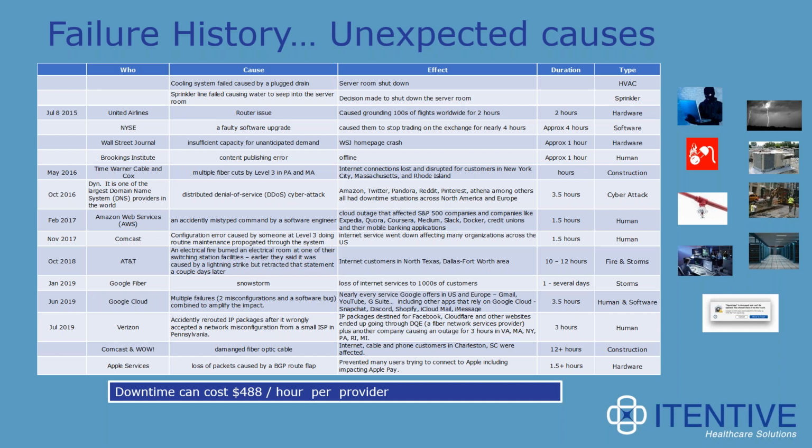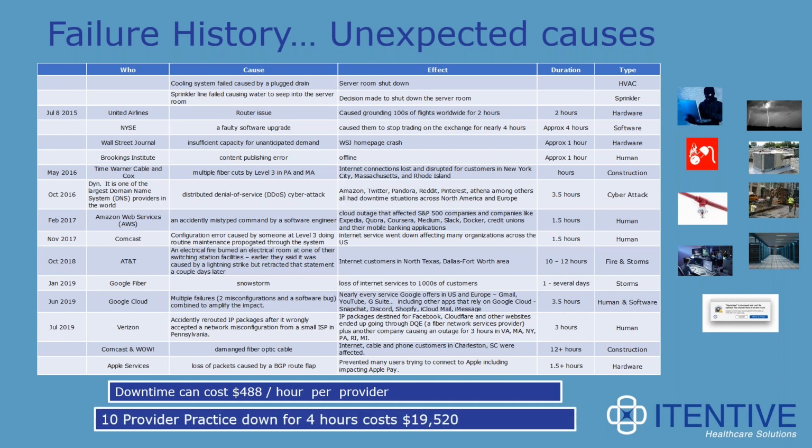There are studies out there that have been done as far as what an outage can cost a practice or a health center, and some of them have come up with costs as high as $488 an hour per provider. So it can be quite expensive when there is an EHR system outage. So for a 10 provider practice, if a practice is down for 4 hours, that can cost as much as $19,520. So it can be quite expensive when a situation like this occurs.